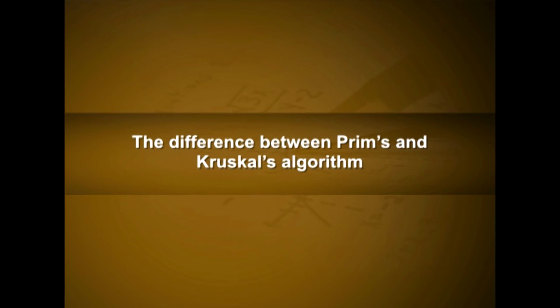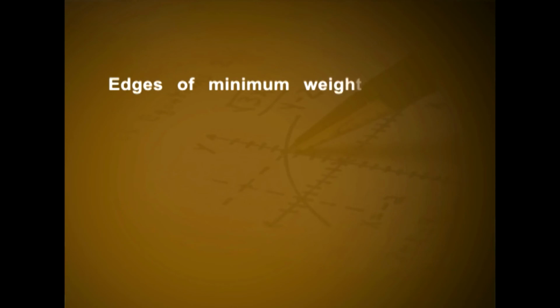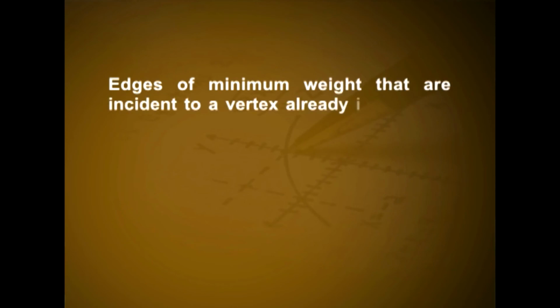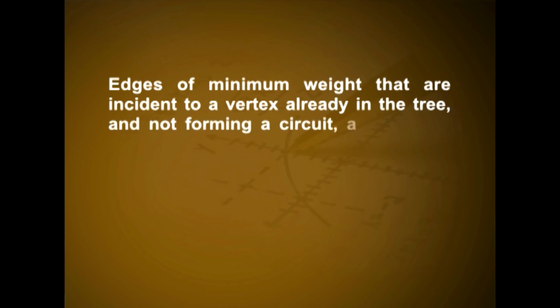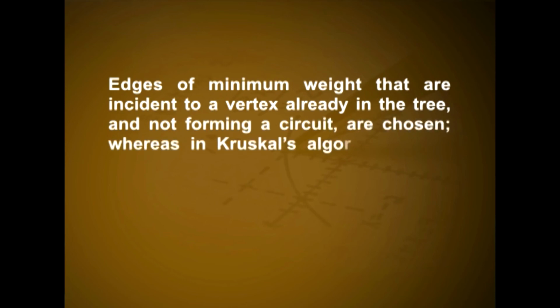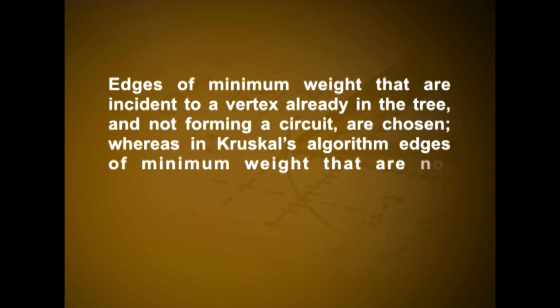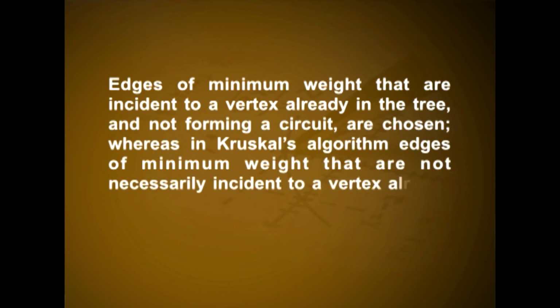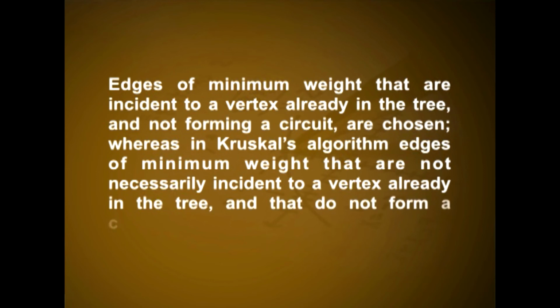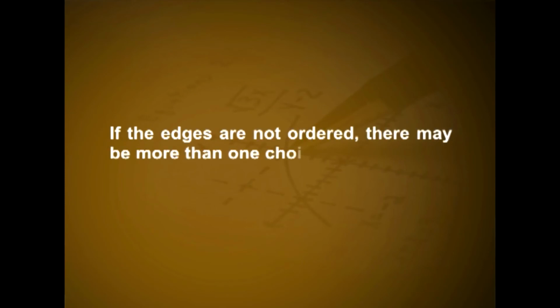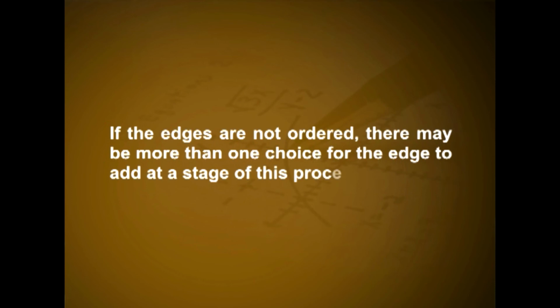The difference between Prim's and Kruskal's algorithm. In Prim's algorithm, edges of minimum weight that are incident to a vertex already in the tree and not forming a circuit are chosen. Whereas, in Kruskal's algorithm, edges of minimum weight that are not necessarily incident to a vertex already in the tree and that do not form a circuit are chosen. In Prim's algorithm, if the edges are not ordered, there may be more than one choice for the edge to add at a stage of this procedure. Consequently, the edges need to be ordered for the procedure to be deterministic.